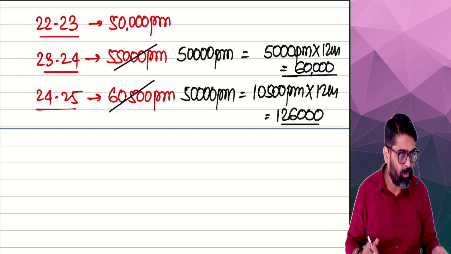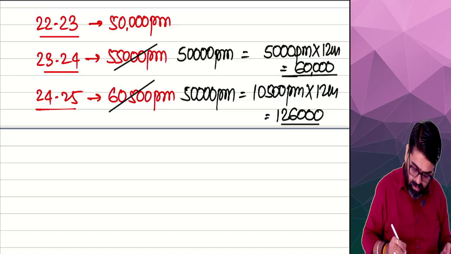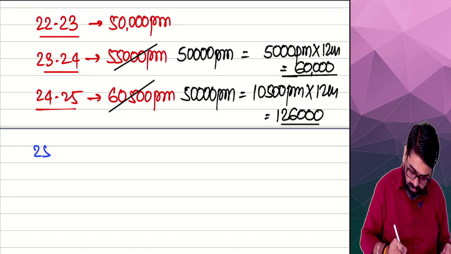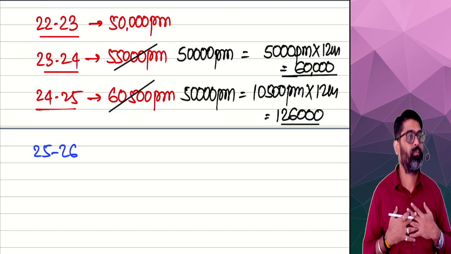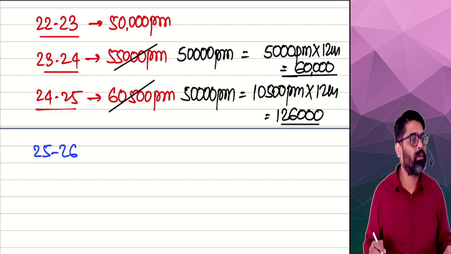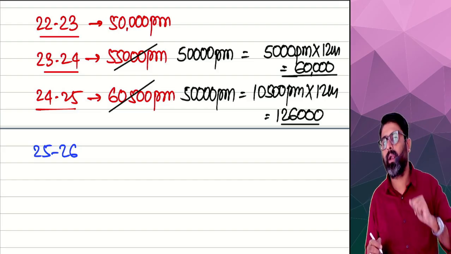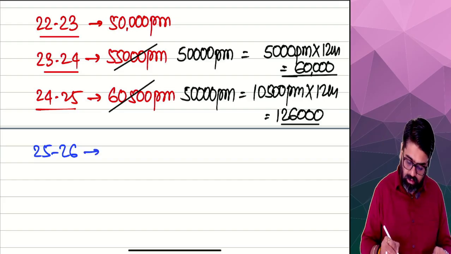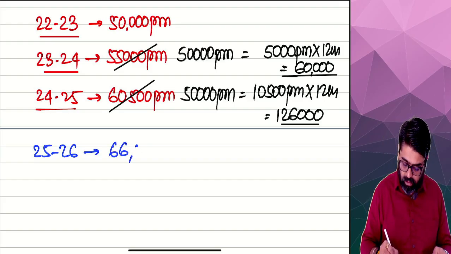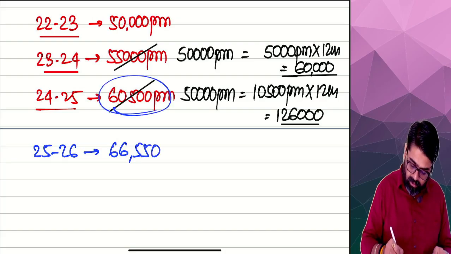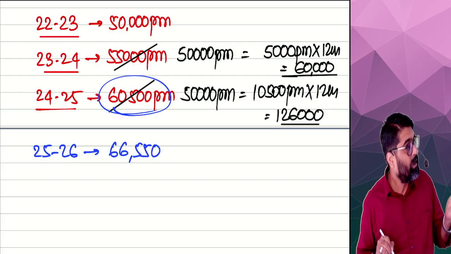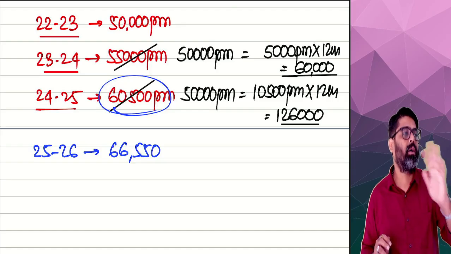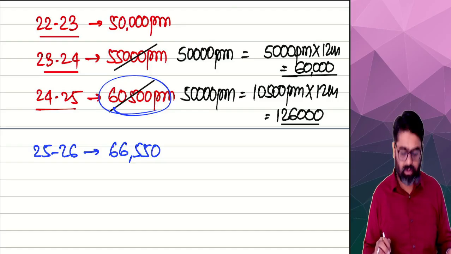But fortunately now what happens in the year 25-26. This is my previous year. Now this year, your salary should be how much? This year also you should get increment. So this year your salary should be 66,550. You have taken 10% of 60,500. You have increased in the salary. And now this year your salary should be 66,550. So what is happening now?